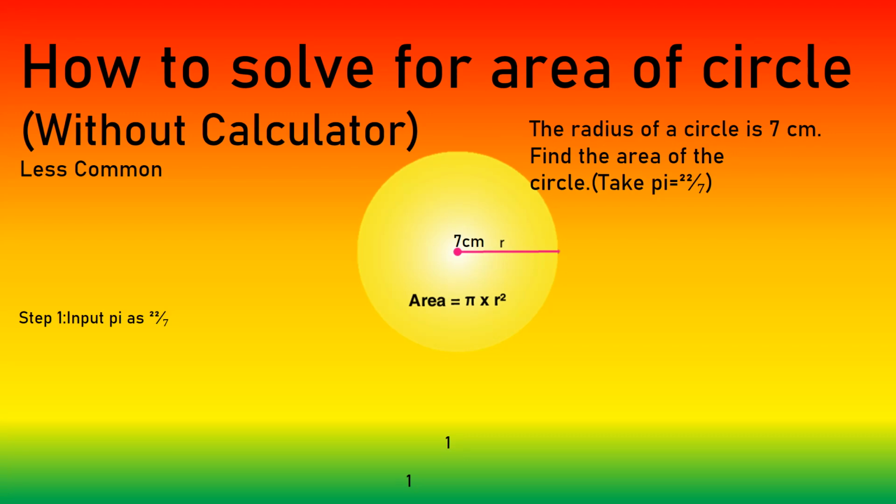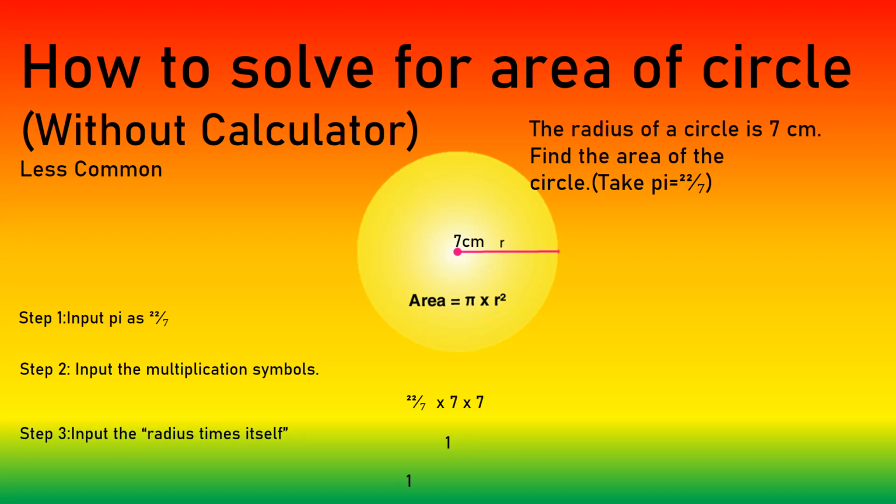Okay, I hope that you've already solved the question by now. Like I said, input pi as 22 out of 7, input the multiplication symbols, and lastly, input the radius times itself, 7 times 7. And that's why I said you can now switch the question to be 22 out of 7 times 7 out of 1 times 7 out of 1. And I'll switch the 7s to 1. Finally, your question becomes 22 times 1 times 7, which is 154 centimeters squared.